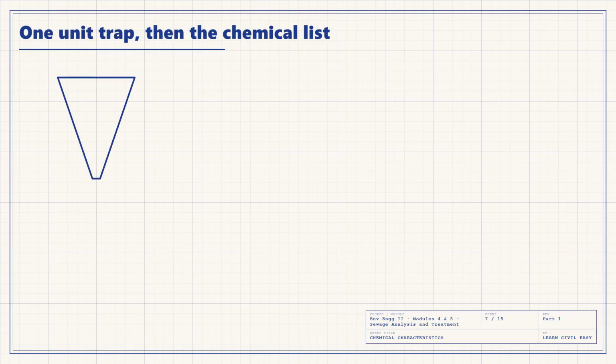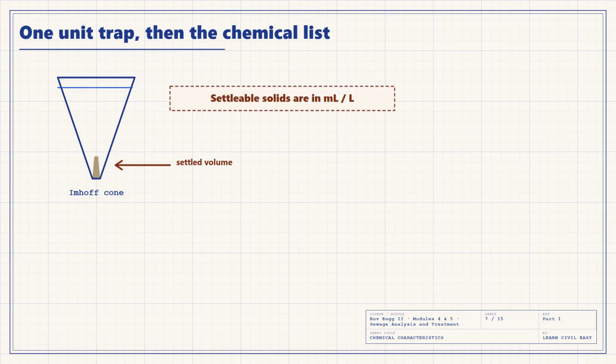Settleable solids are the part of the suspended solids that will settle under gravity in a stated time, and they are measured in an Imhoff cone. They are reported in milliliters per liter, a volume, not in milligrams per liter.